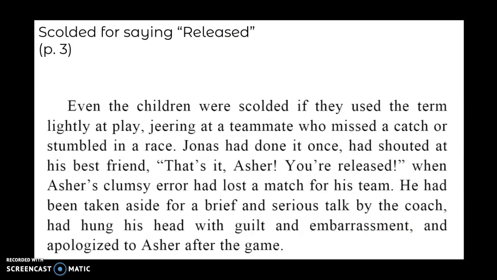Let's look at another flashback from page 3. In this flashback, Jonas is scolded for using the word released in a playful way. Even the children were scolded if they used the term lightly at play, jeering at a teammate who missed a catch or stumbled in a race. Jonas had done it once, had shouted at his best friend, "That's it, Asher, you're released," when Asher's clumsy error had lost a match for his team. He had been taken aside for a brief and serious talk by the coach, had hung his head with guilt and embarrassment, and apologized to Asher after the game.